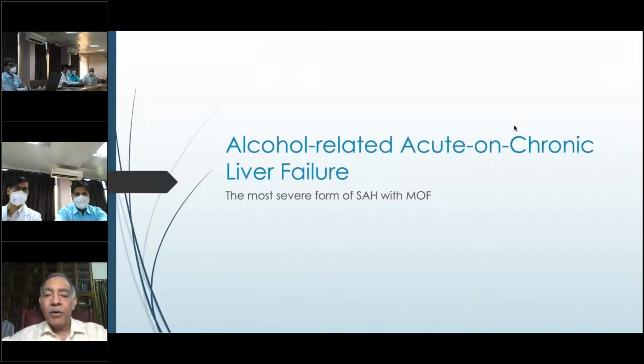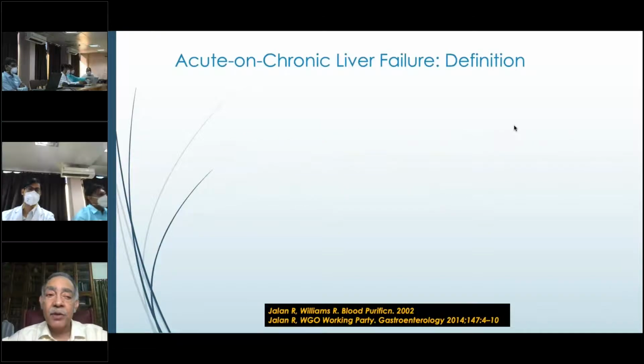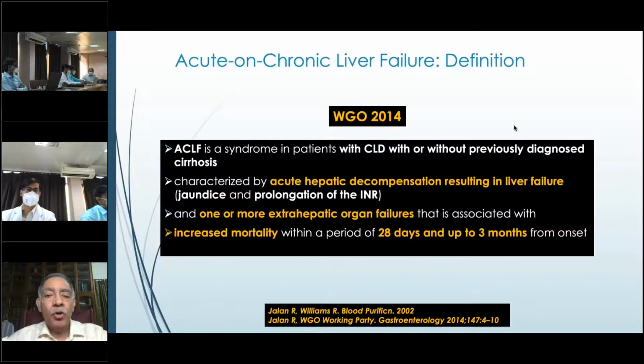Now, what is alcohol-related acute on chronic liver failure? This is the most severe form of severe alcoholic hepatitis with associated multi-system organ failures. The definition of acute on chronic liver failure was first given in 2002 and subsequently updated in 2014. And this is a syndrome in patients with chronic liver diseases with or without previously diagnosed cirrhosis who develop acute hepatic decompensation and liver failure with one or more extrahepatic organ failures, resulting in an increased mortality within a short period of 28 days to 90 days from onset.